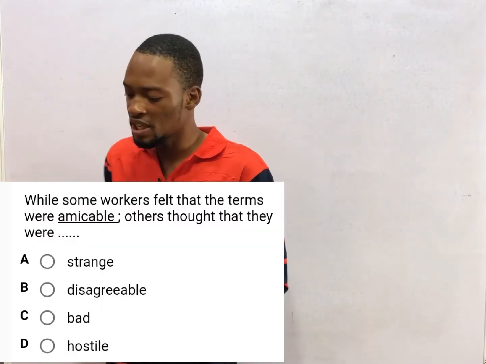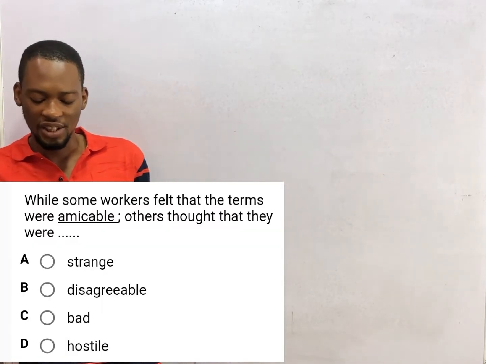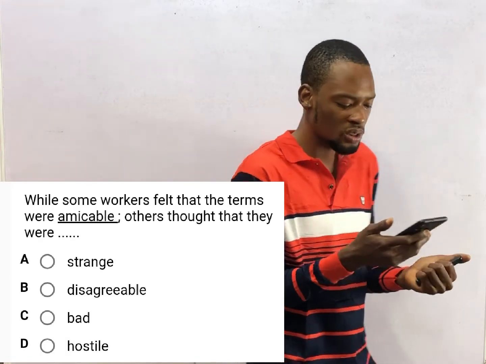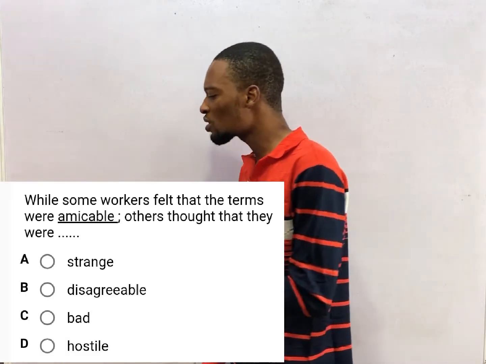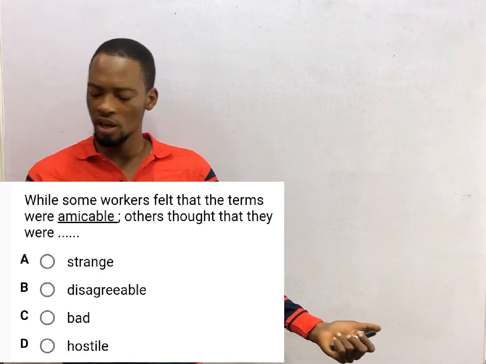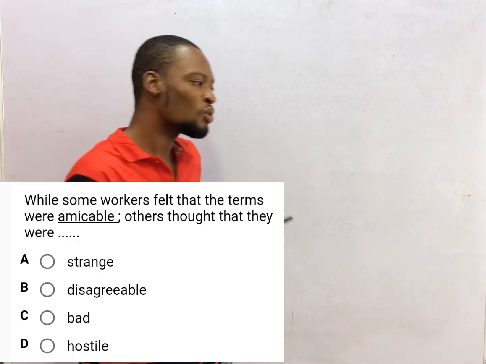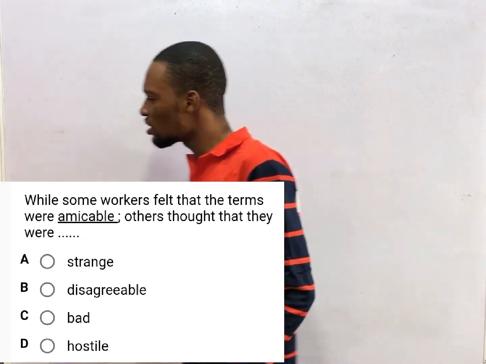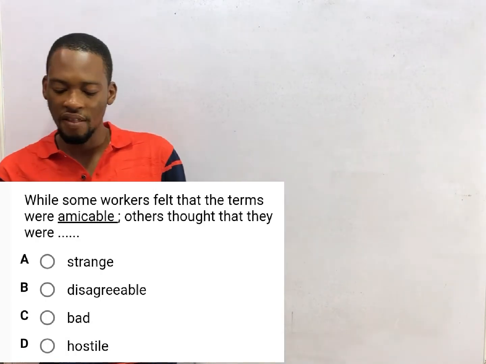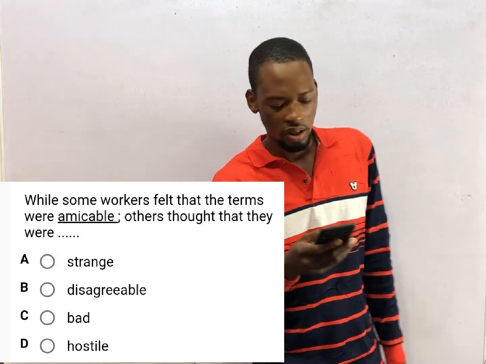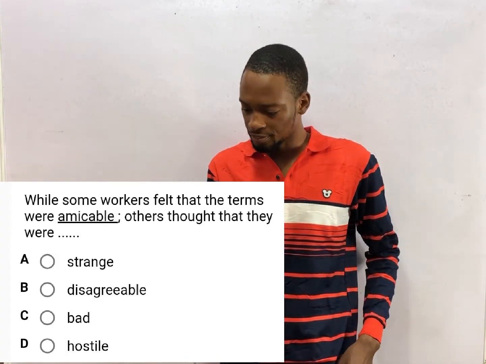Some workers felt that the terms were amicable. Others thought that they were dash. Now, amicable means friendly. There is Concord. It makes a lot of sense. But hostile is the opposite of amicable, which means unfriendly or harsh. While some workers felt that the terms were friendly, they were okay, they were welcoming, others felt that no, this is harsh on us. Some workers felt that the terms were amicable, others felt that it wasn't, it was hostile. Option D is the correct option.